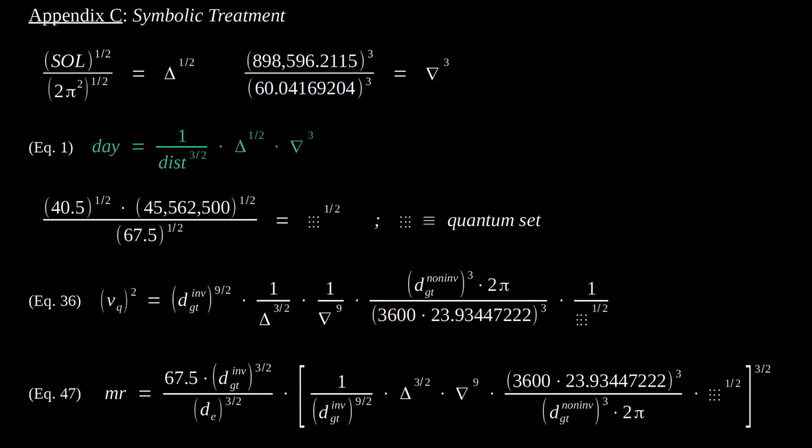There's one more thing before we get into the next equation, which is quantum values. You see here 3 quantum values, 40.5, 67.5, and then 45,562,500, which is 6750 squared. All those values are to the 1/2 power, but they're all to the same power no matter what. Those are represented by the symbol of a 3x3 grid, which is a quantum set, a quantum being just a number. So those are 3 quanta.